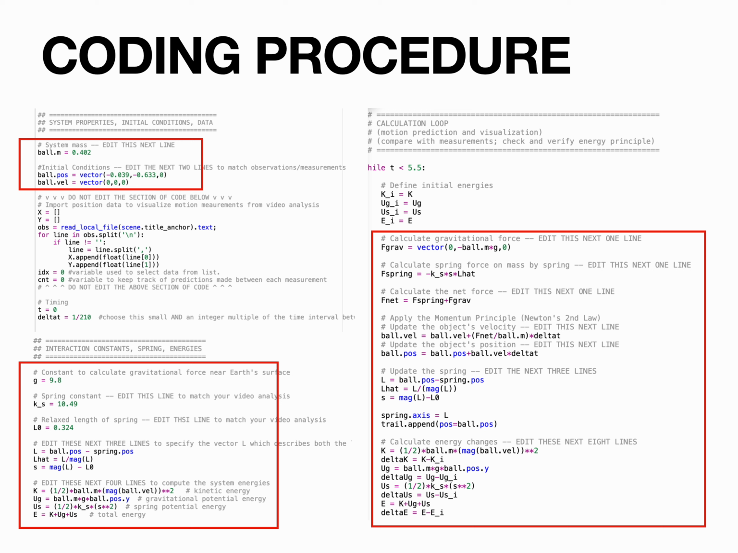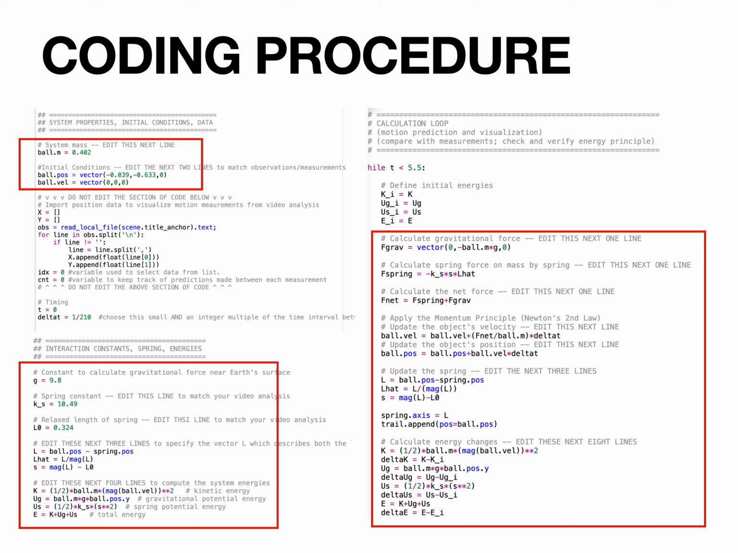As far as coding, this is the most important part for getting the models that you'll see on the next page. But first, I edited the mass and put in the 0.402 that was found, then put in the initial condition vector, the initial vector from the Tracker software analysis. Then for the spring constant, down in the second red box, I put in that value that was calculated. Same with the relaxed length, I plugged in that value.